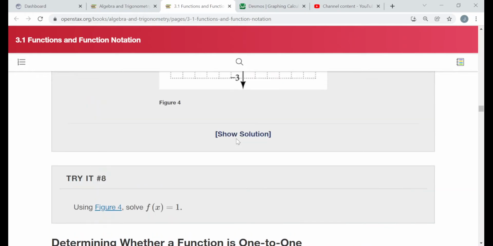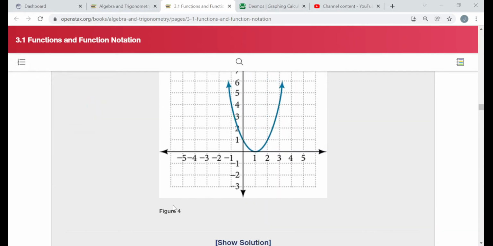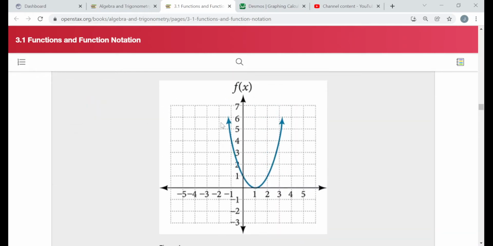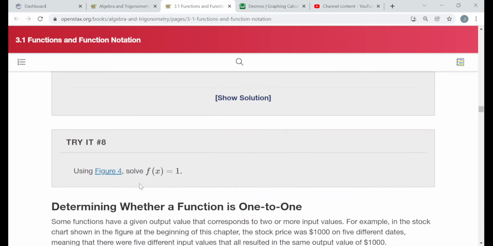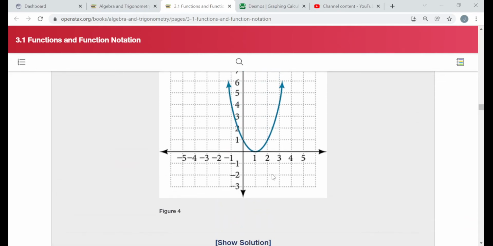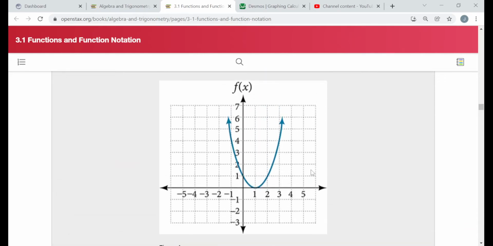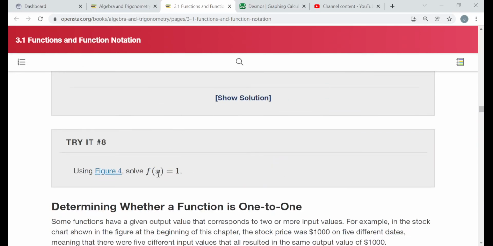And using figure 4, which is this graph here, this parabola shaped graph, solve f of x equals 1. Alright, so I'll do my best to draw this picture. Now, remember, f of x equals 1. See, they don't give us the input. The input is x, right?